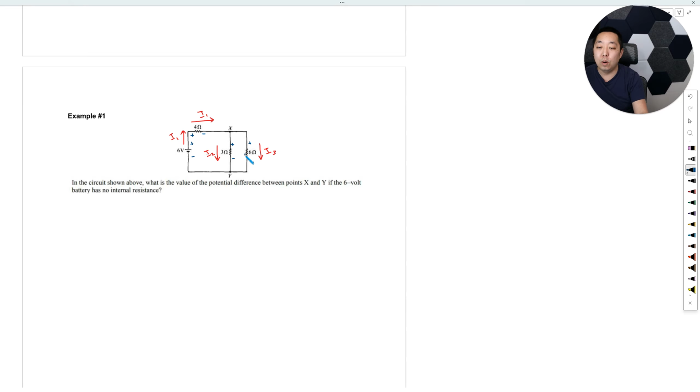So what can we do? Well, we could combine these two into a single resistor. So this is the optional part of combining resistors. So you can combine it.